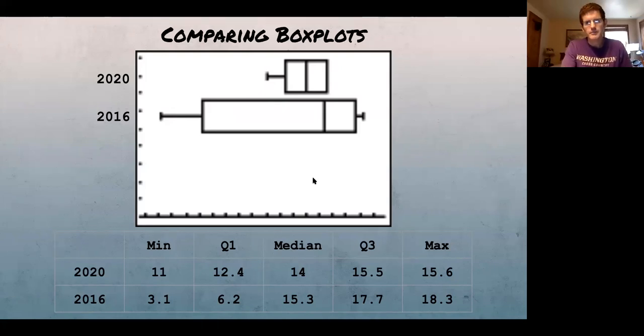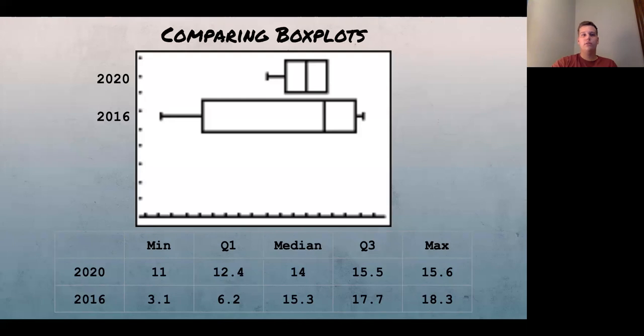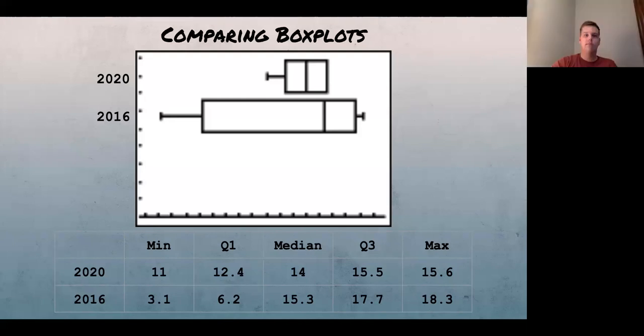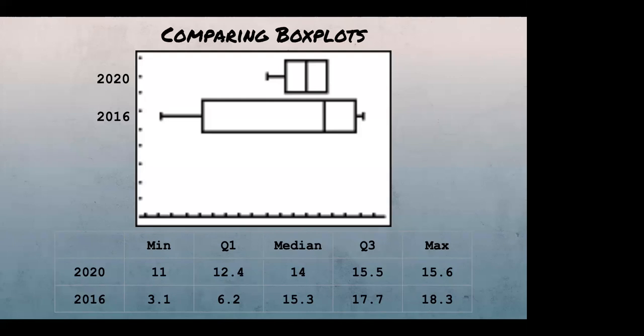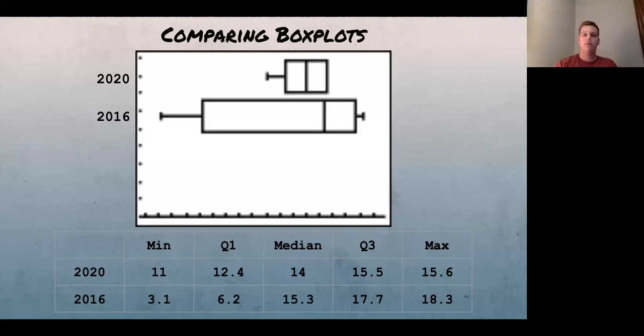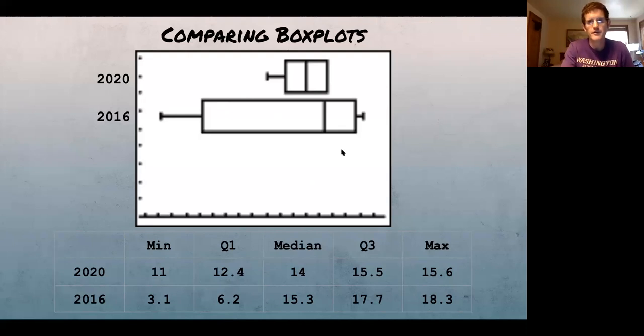Okay, any other comments on the shape, or not the shape, but the center or the spread of this data? 2016 has a larger range. Larger range and larger what? Larger maximum. What's another method we like to use for spread? Interquartile range. You got it. It has a larger interquartile range, definitely.